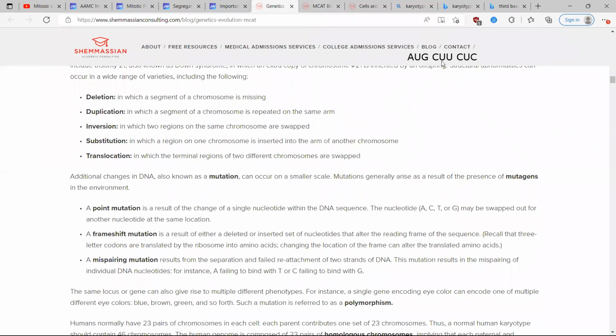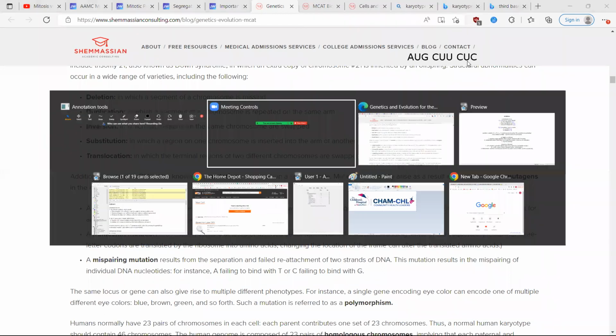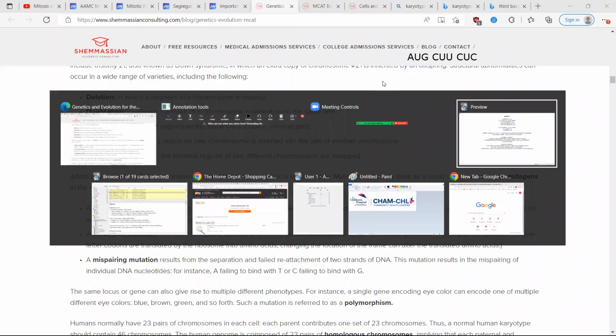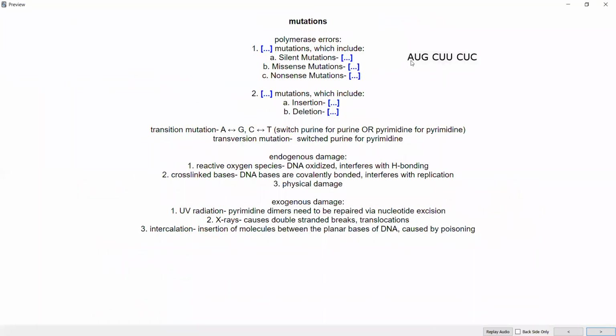So in this case, this is what we would call a silent mutation. If we turn the CUU into a CUC, it doesn't have any effect on the protein that gets created. So therefore, this is a silent mutation. We didn't change anything. Then we have missense mutations.